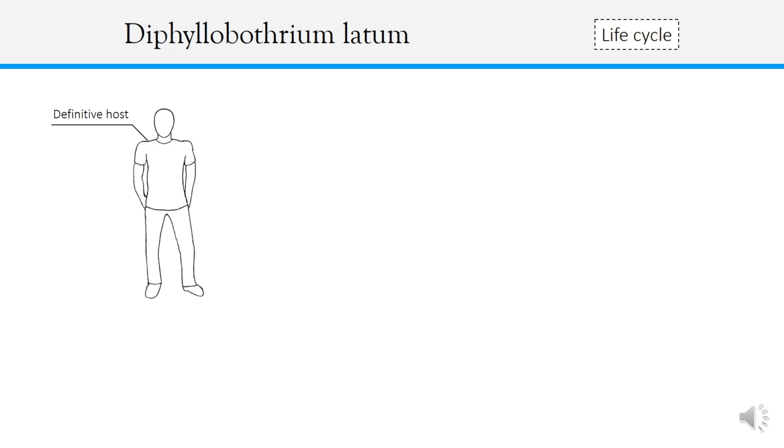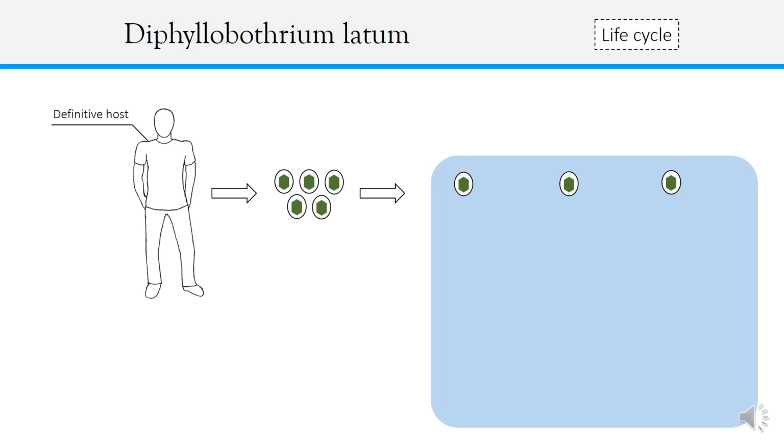Now let's look at the life cycle. It is a little bit more tricky than the previous one. Human is the definitive host. This means that inside the intestine of the human will be located the adult worm generating eggs, and then eggs will be released into the water. Inside the water, from eggs will be released the immature form of Diphyllobothrium latum that is called coracidium. And this coracidium will be taken by cyclop, the first intermediate host of this parasite.